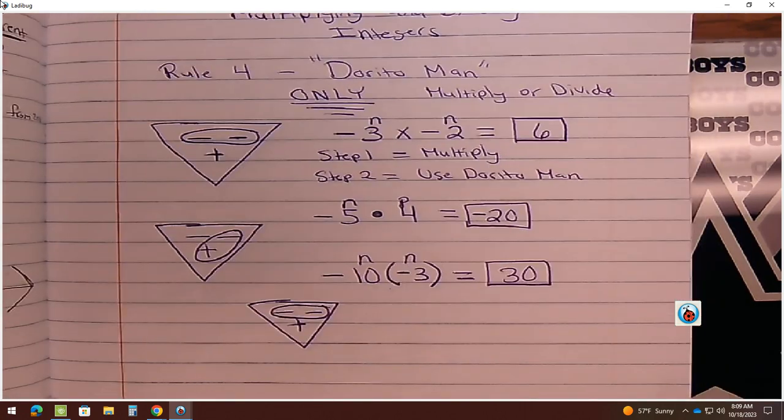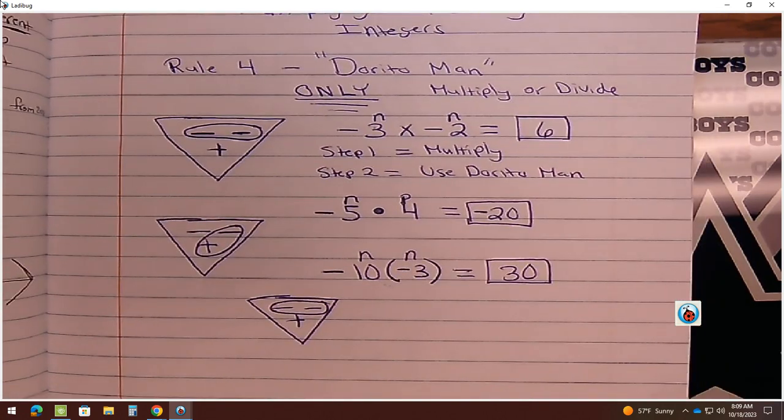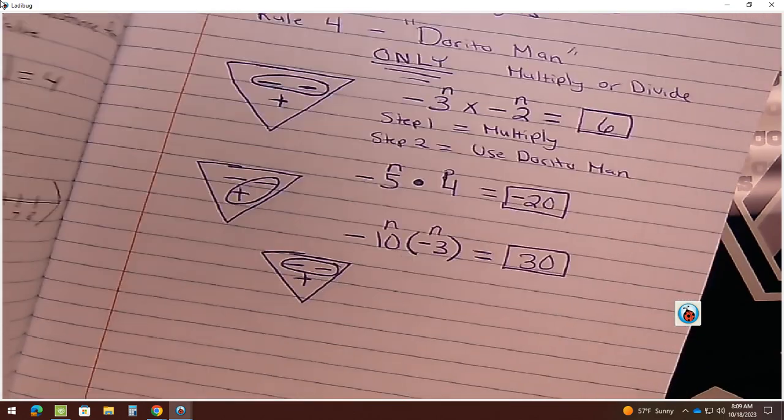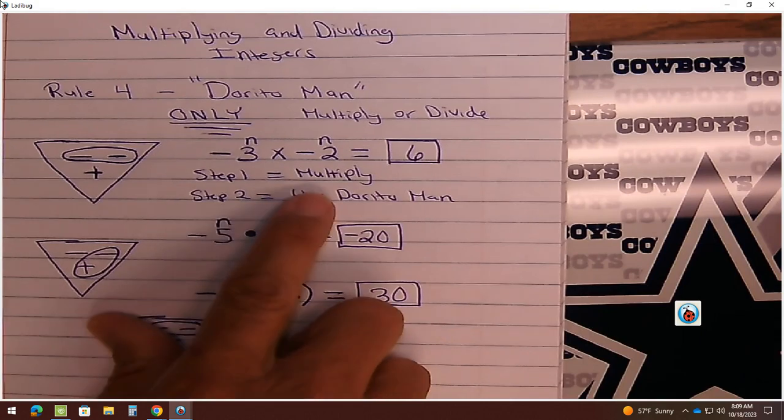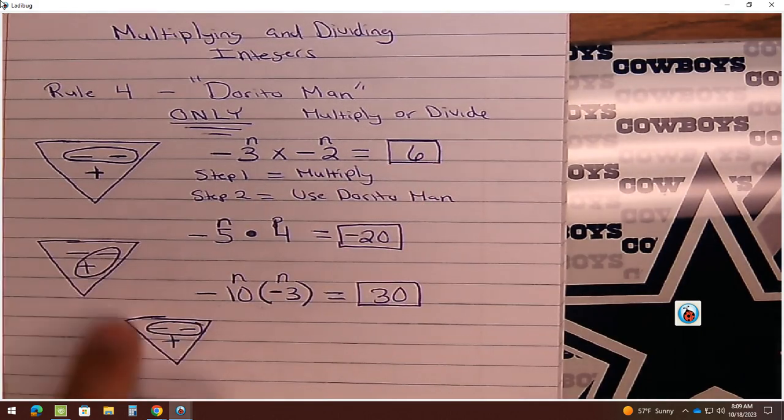Now, the mistake that kids make every year is the following. So, this is what we should be doing. You should multiply like you always do, and then use Dorito Man. But now I'm going to go to the board and show you what kids do, because you get confused.